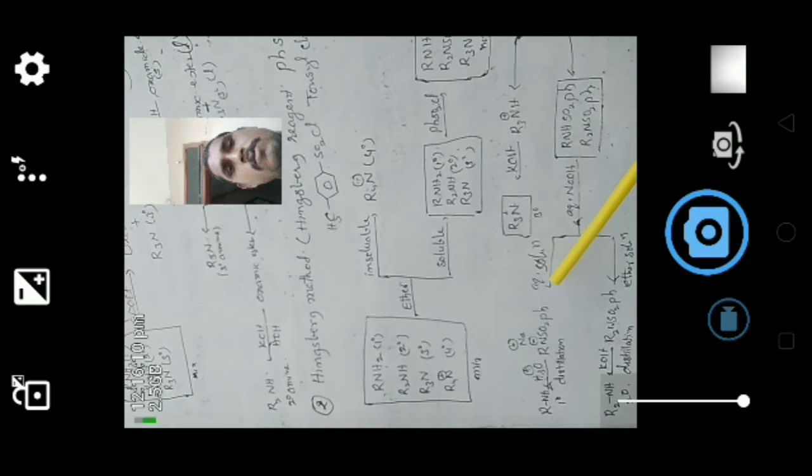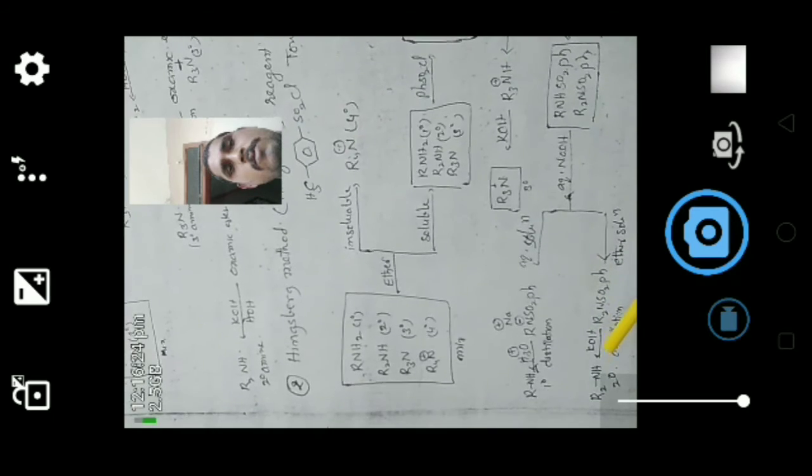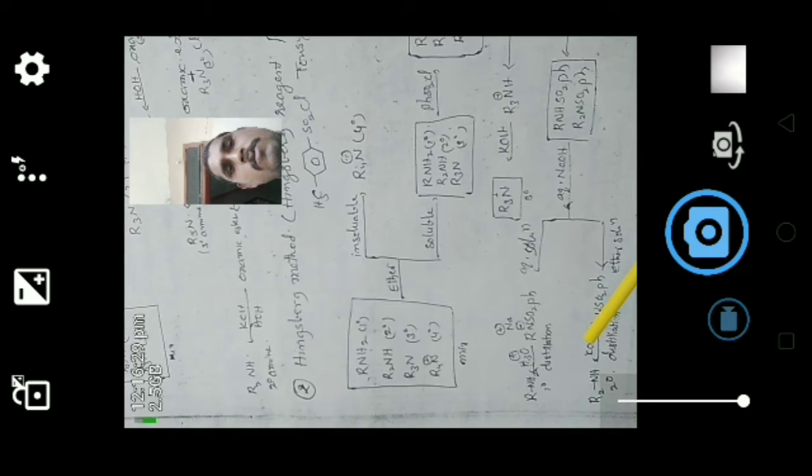When we react the primary sulfonamide with aqueous solution in acidic medium, primary amine is separated out. The secondary sulfonamide, when we distill it with potassium hydroxide, gives secondary amines. These are the separation methods of primary, secondary and tertiary amines with the Hinsberg method. This is very important.